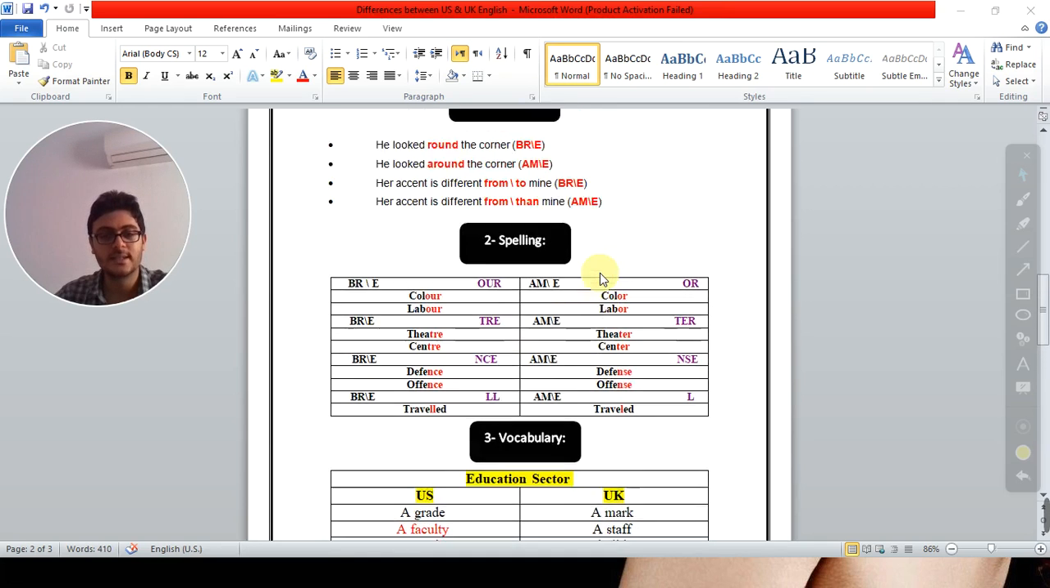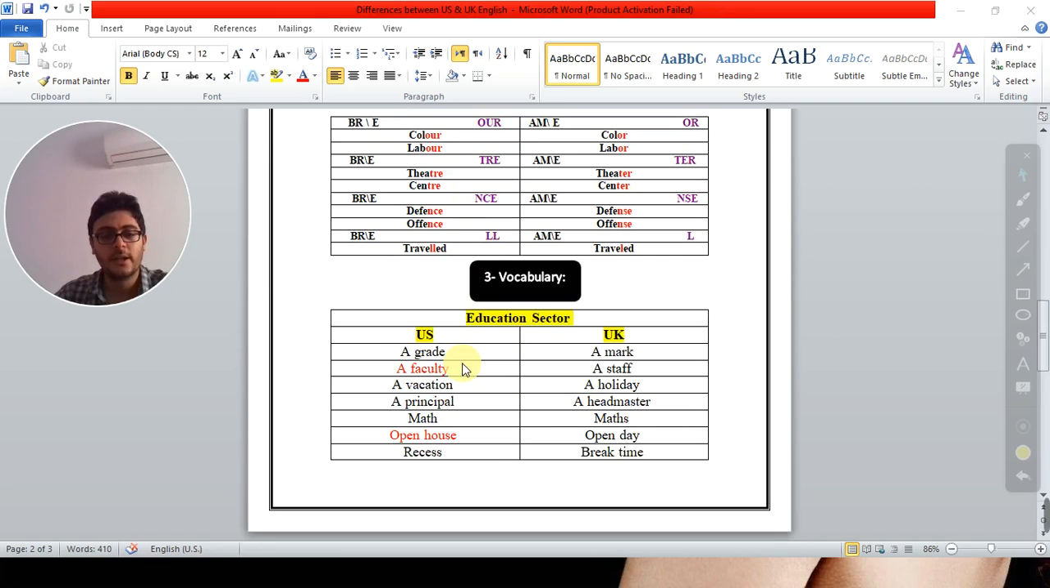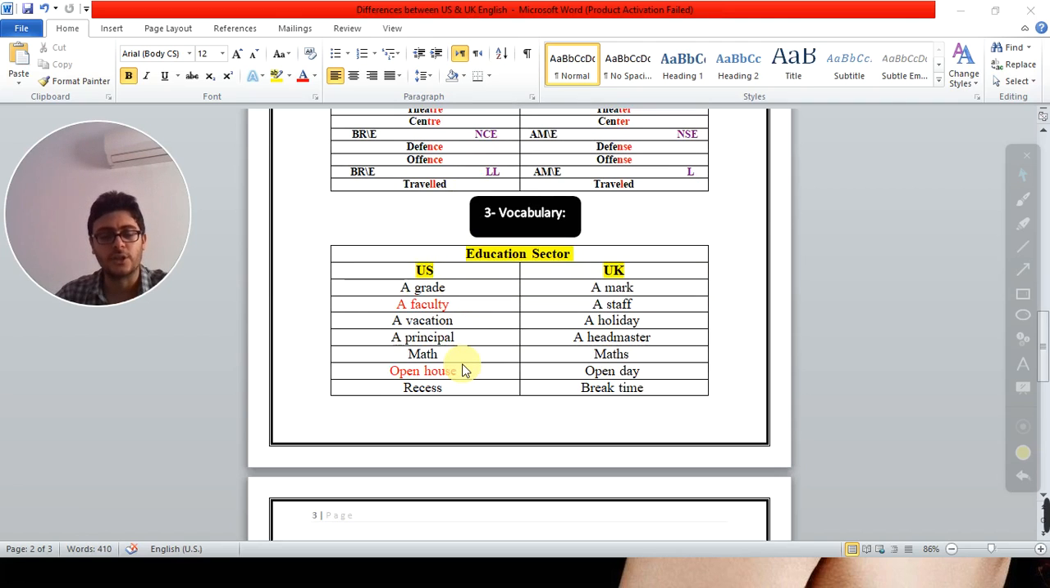Though there are some differences in the spelling of some words, parts of words, and in prepositions, Americans tend to use more different vocabulary than the British. And I chose the education sector because, as you know, we are teachers and learners of English, and this is the most common vocabulary that we can confront. For example, US people use the word grade, but UK use mark. Faculty, people who work in a certain organization or premises, equals staff. Vacation equals holiday. Principal is the one who runs a school, equals headmaster.